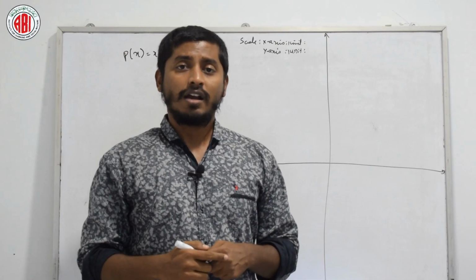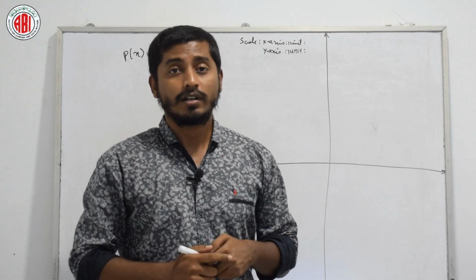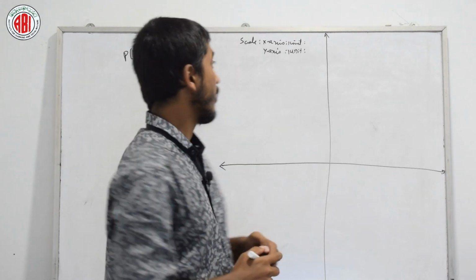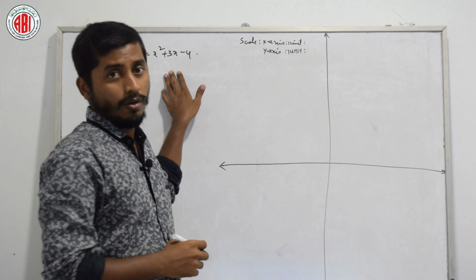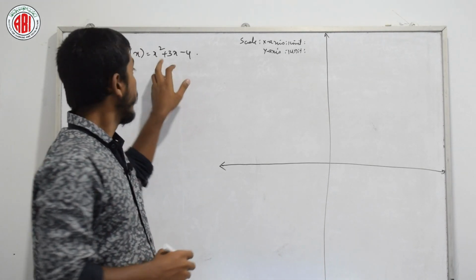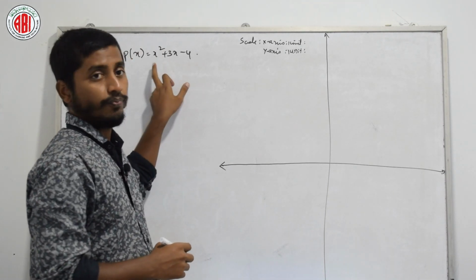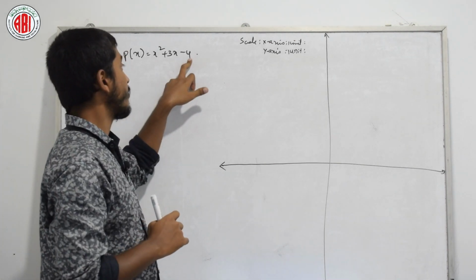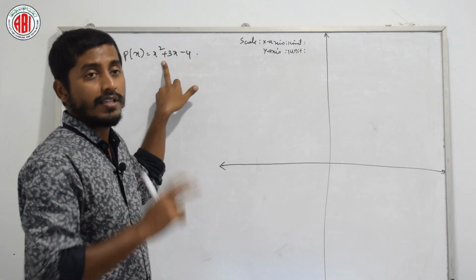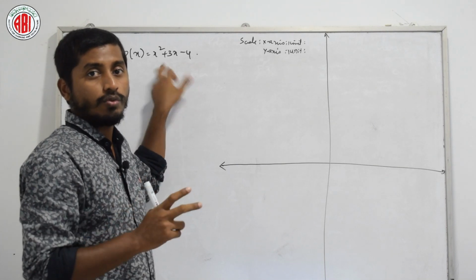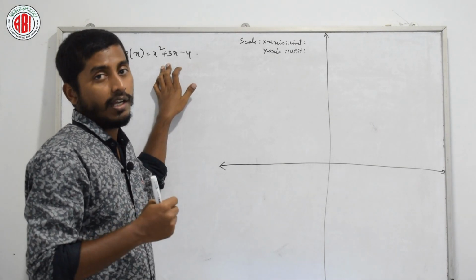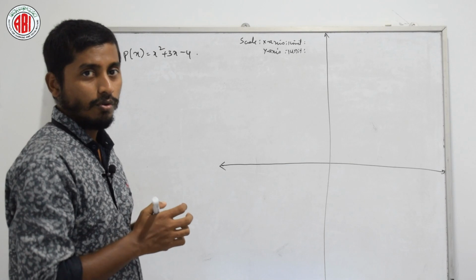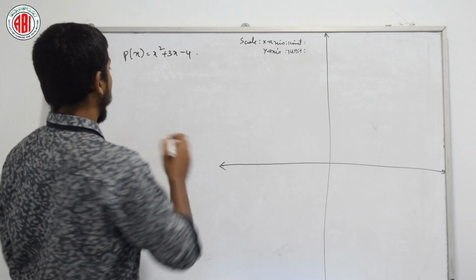Let us learn how to draw a graph of a quadratic polynomial. See here, there is a quadratic polynomial. The degree of this polynomial is 2. How many terms are there? There are 3 terms in it, that is x square plus 3x minus 4. What is the degree of this? That is 2. If the degree is 2, then the polynomial is said to be a quadratic polynomial. How to draw a graph for it?